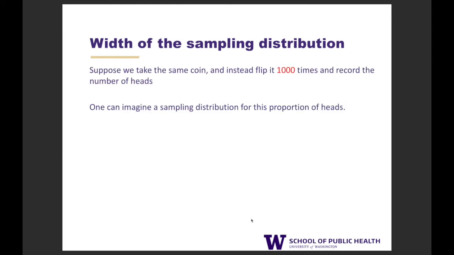Imagine we do the same thing, and now instead of flipping it 100 times, we flip it 1,000 times and record, here I should again say, the proportion of heads. Again, we could look at a sampling distribution for this proportion of heads. This experiment would take a long time for us to run. For each experiment, you'd have to flip the coin 1,000 times to get one sampled proportion of heads. You'd have to do that experiment many, many times in order to come up with a sampling distribution. But again, we can do this very quickly in R.